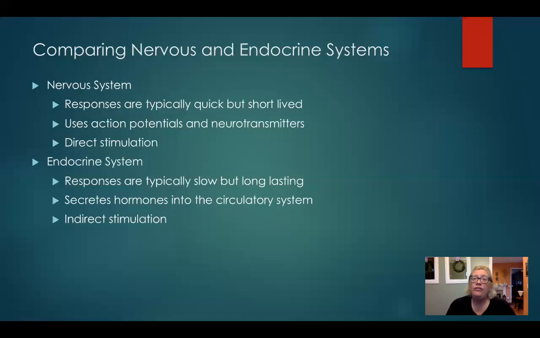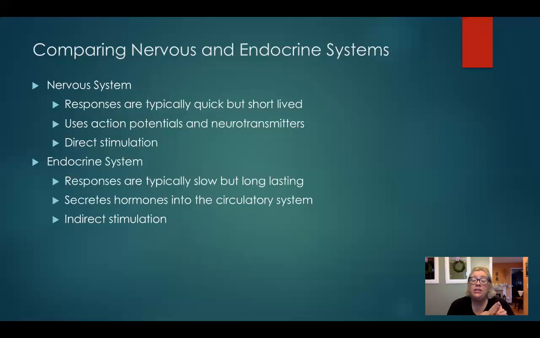And we refer to this as an indirect stimulation, because unlike the nervous system where you have a nerve actually coming in contact with the target, in the endocrine system, we have a gland producing a hormone that travels through the circulatory system, and then it's that hormone that actually is going to bring about change to that target organ. So it's more indirect. All right, so two different systems that are going to work to bring our bodies back into homeostasis. The nervous system is going to act first. It's the fastest, short-lived response. It's going to bring about a response through action potentials and neurotransmitters.